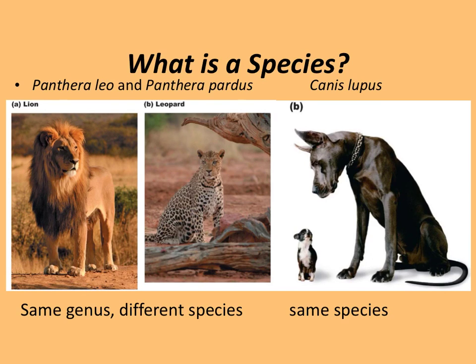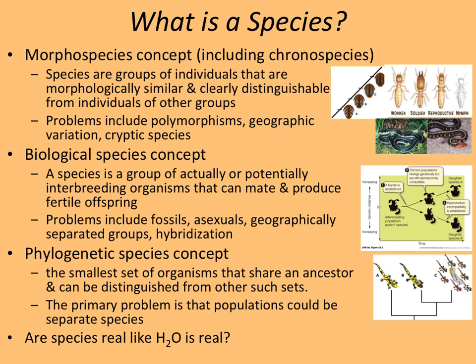Now, leopards and lions are both Panthera, from the same genus, and they share a lot of alleles together, but they're separate species. So looks alone are not enough. So here are some definitions. There's a morphospecies concept, based on anatomy.